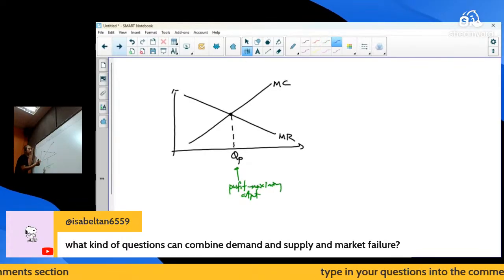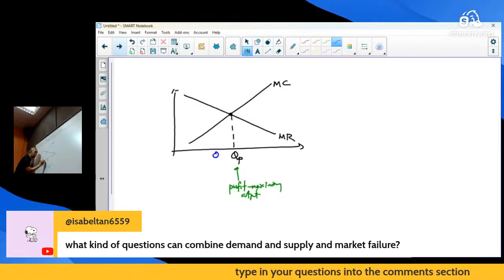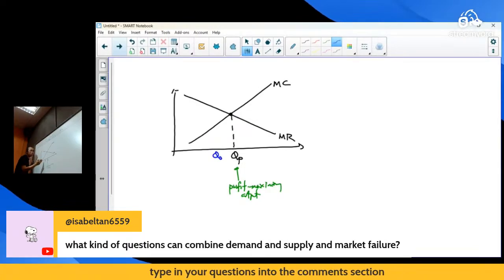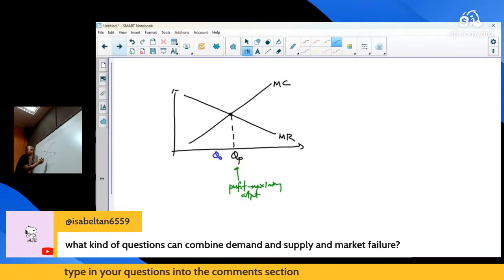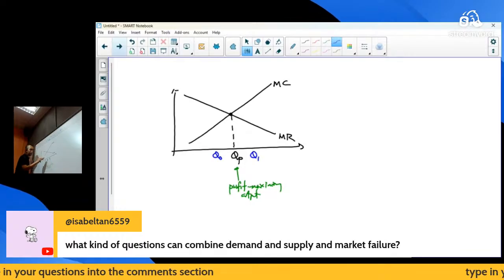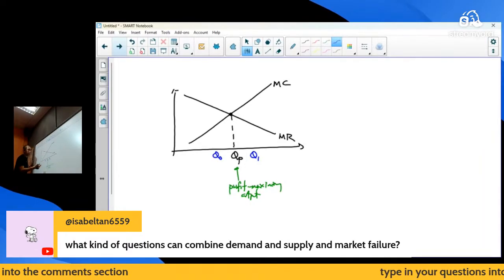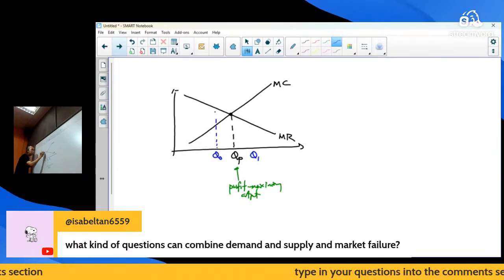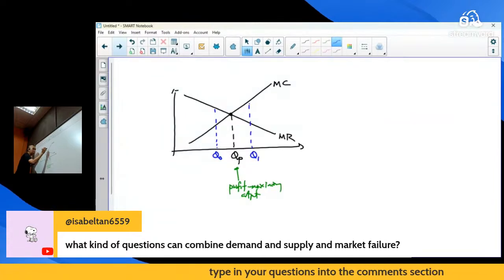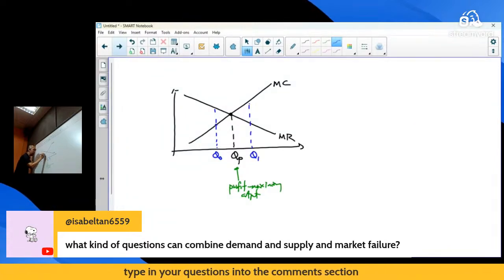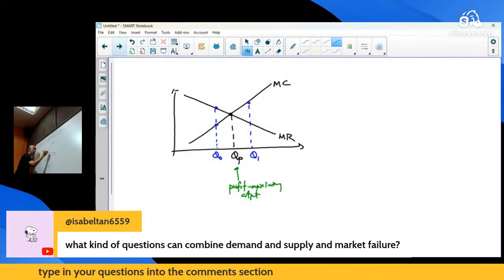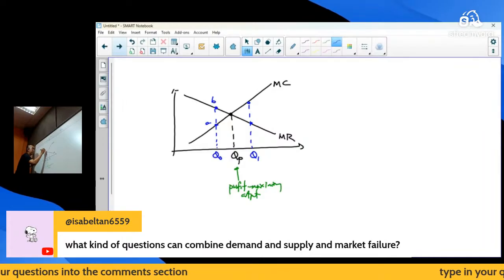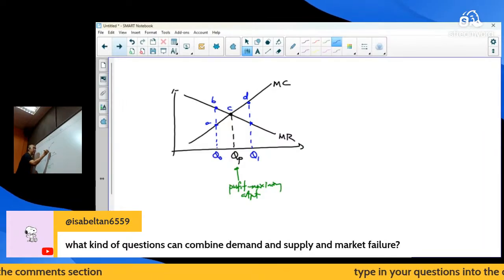To prove that this is a profit maximizing output, we need to show that at any output lower than QP, the firm has a lower profit, and at any level of output higher than QP, the firm also has less profit. So to do so, you add in the two quantities below and above, and you mark out the points on this graph for area ABC, and then area CDE.